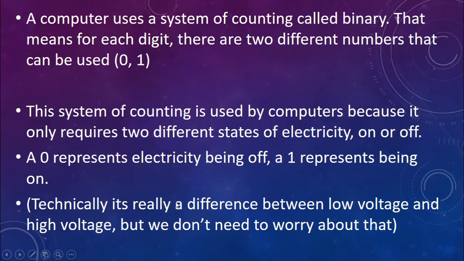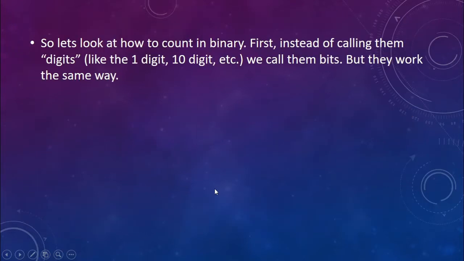And technically, 0 is actually low voltage and 1's actually high voltage, but we're not going to worry about that. So let's look at how to count in binary.